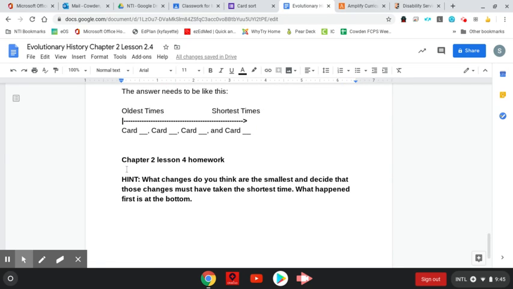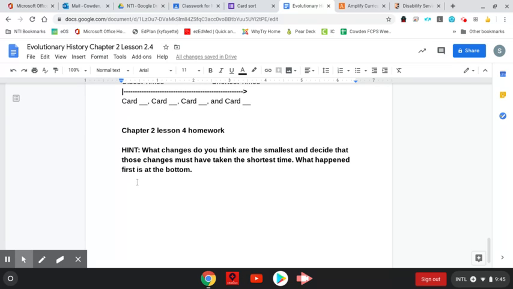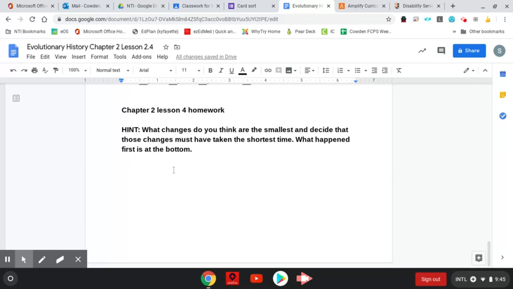All right. Chapter 2, Lesson 4 homework. I'm going to go ahead and hint to you that you want to put them in order from the changes that happened, the smallest changes to the biggest changes. The ones at the bottom, you want to put what happened first and go up from there.